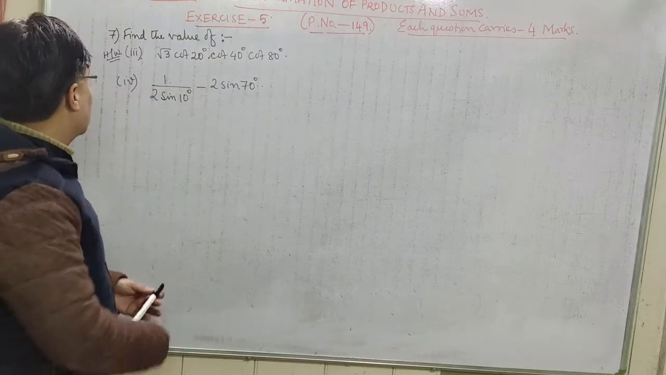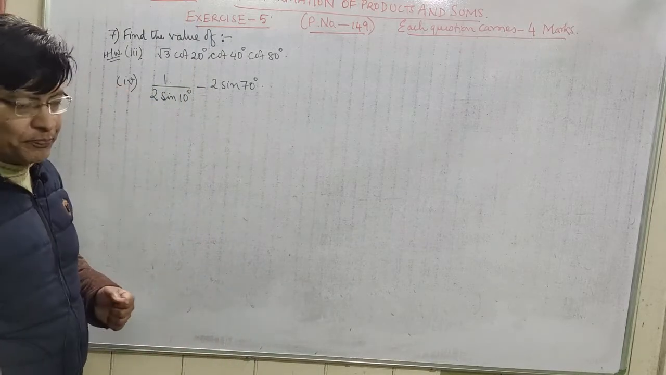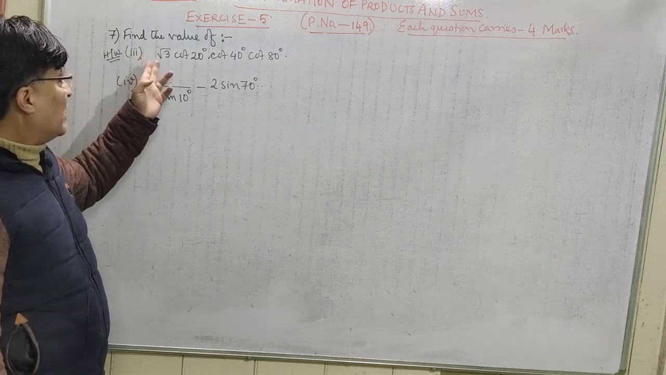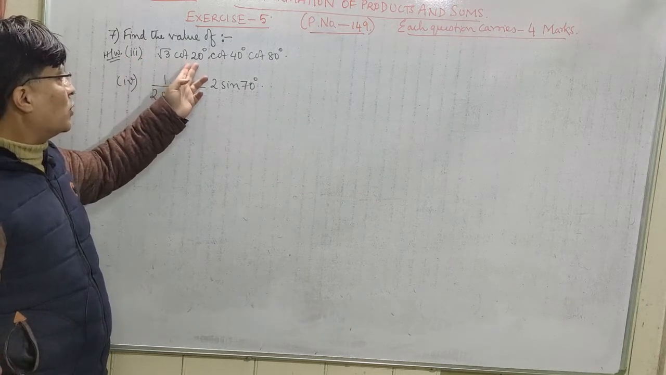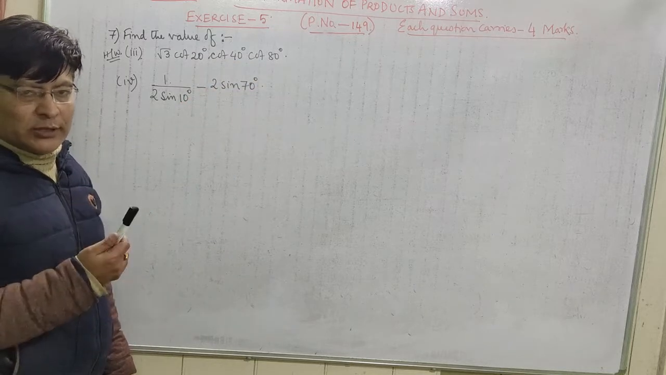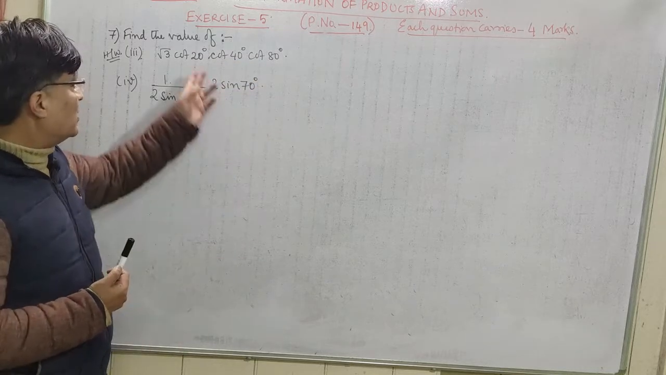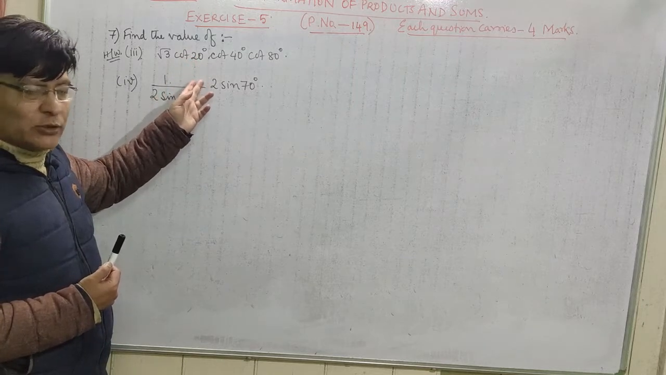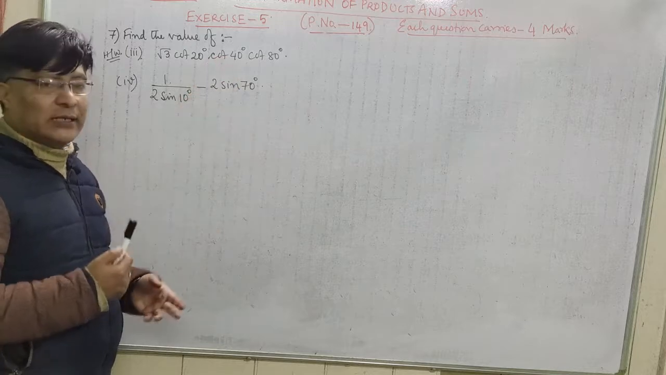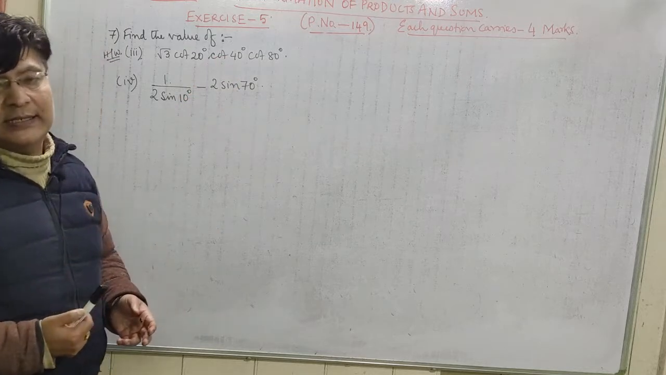So now we'll do the next question, that is 7 number 4. Before that, 7 number 3 is your homework. You have to find out the value of root 3 cot 20 degree, cot 40, cot 80. In this case, you have to convert this cot into cos by sine. That is, cot 20 is cos 20 by sine 20, cot 40 is cos 40 by sine 40, cot 80 is cos 80 degree by sine 80 degree.